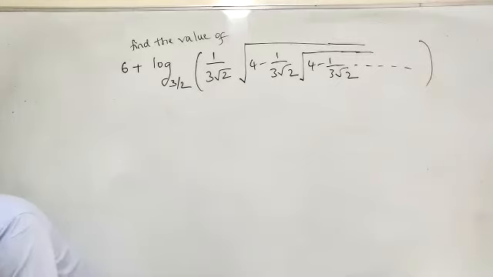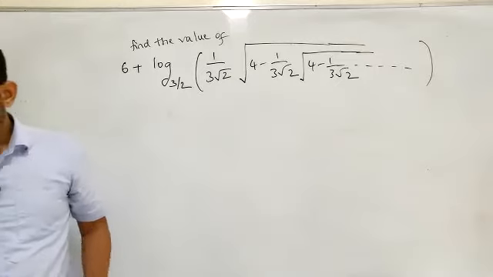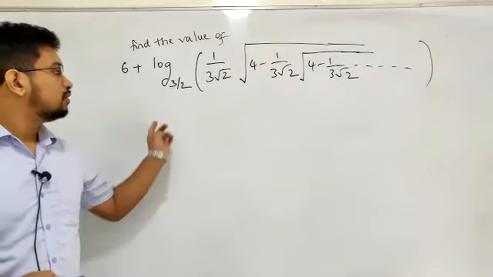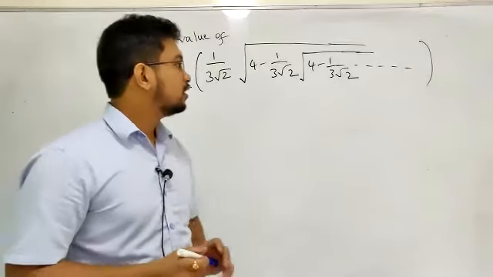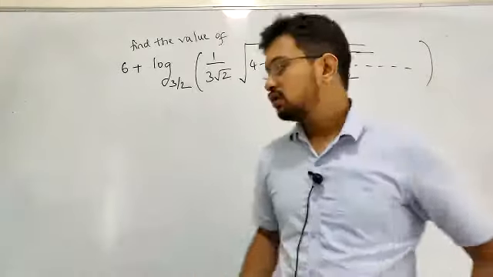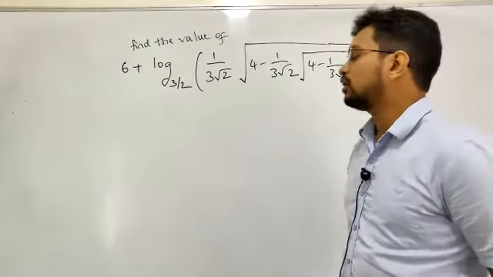The problem is something like this: 6 plus log of 3 by 2, log of 1 plus 3 root 2 into under root of 4 minus 1 by 3 root 2, and it keeps on continuing in the same way. Find the value of this thing. I think we have already discussed up to this.